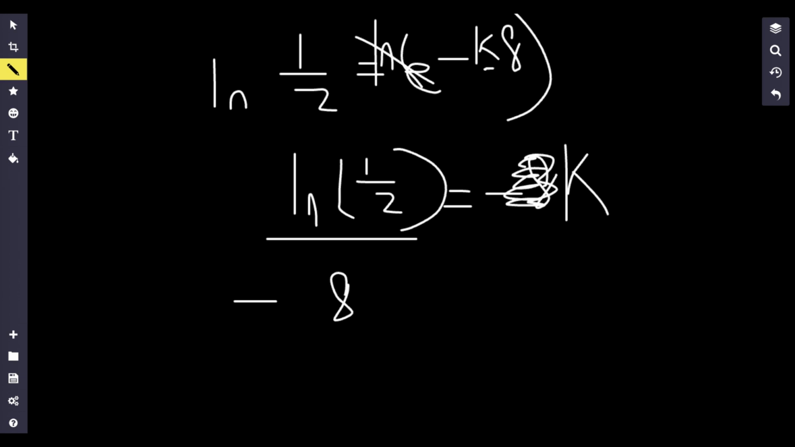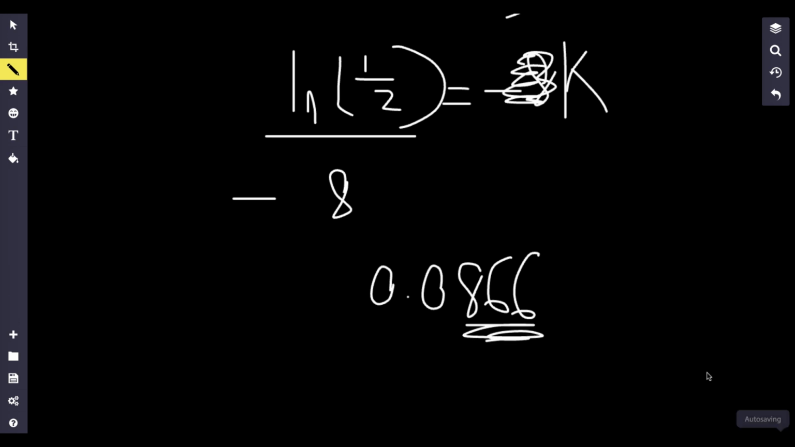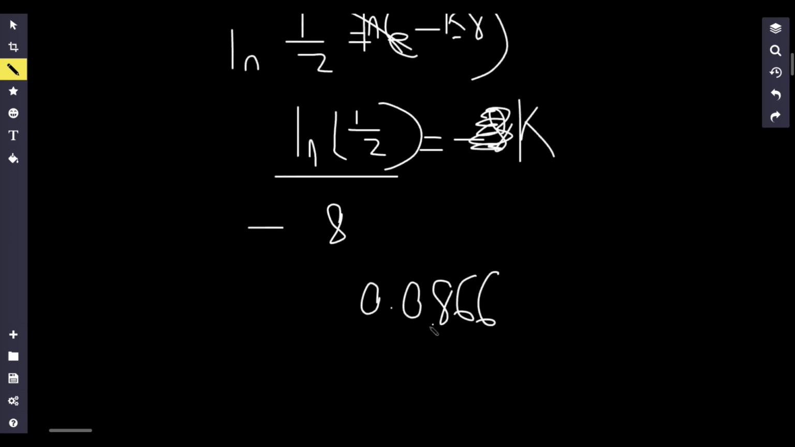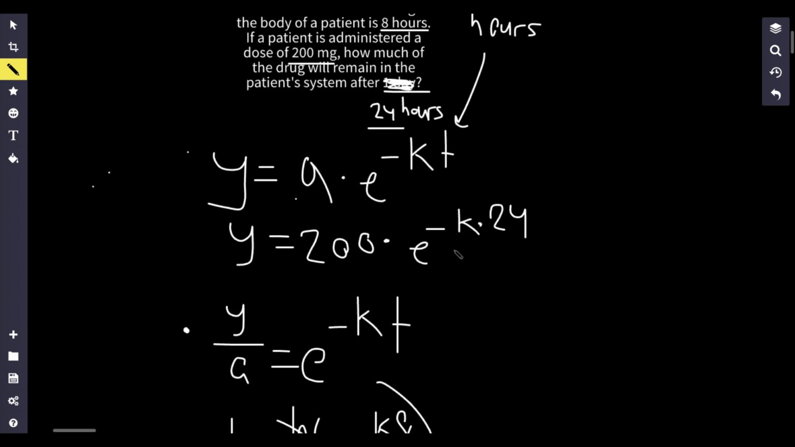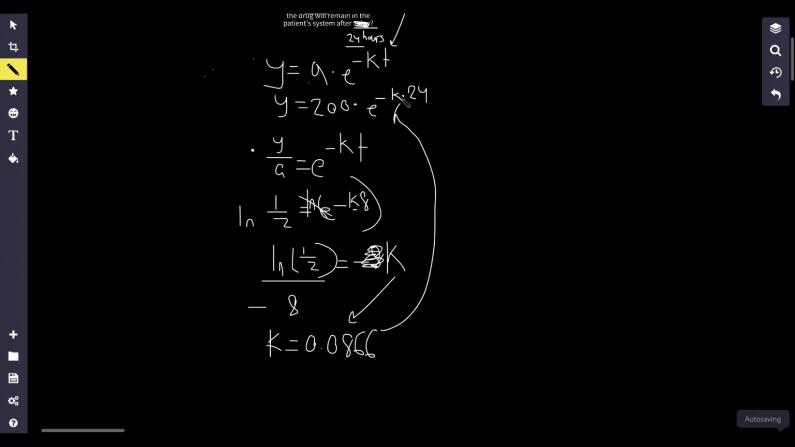I'm going to get ln of 1/2 divided by negative 8, which is 0.0866. All right, I'm just going to round it to 3 numbers down. I mean, it's 4 numbers down, but 3 actual numbers besides 0. So k in this case is equal to this, which means we can substitute it into this equation. So if I substitute it all the way up, I'm going to get negative 0.0866 times 24, and now we can just put this into our calculator.